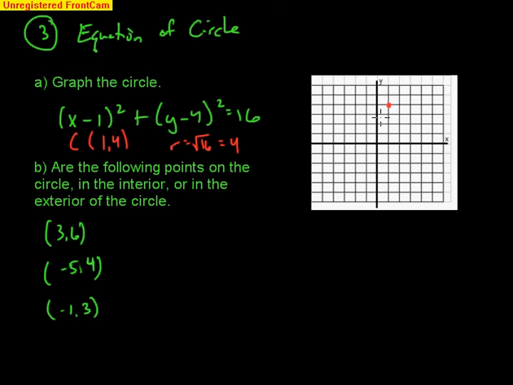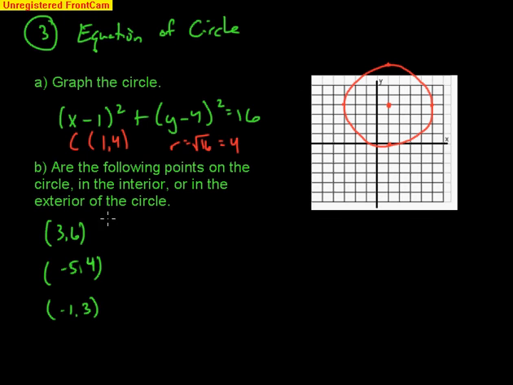So I'm going to count 4 up, down, left, right. 1, 2, 3, 4. 1, 2, 3, 4. 1, 2, 3, 4. And up here I didn't give enough room, sorry. 1, 2, 3, 4. And here comes my circle. Alright, and that's the equation of the circle, graphed.